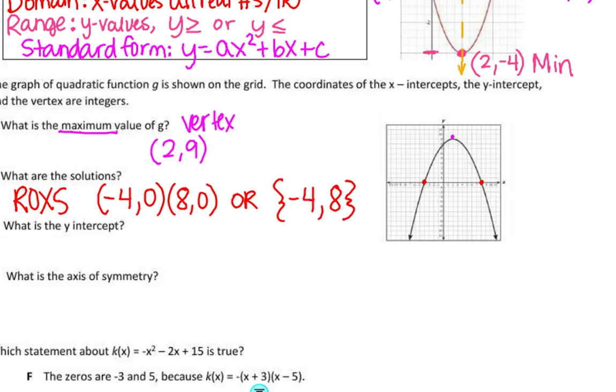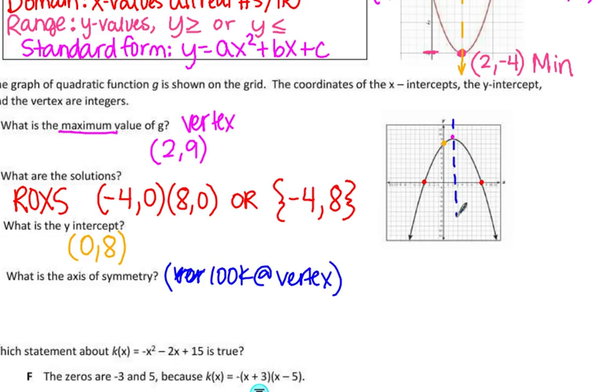All right, the y-intercept is where it crosses the y-axis, and that is at the point (0, 8). Okay, and then our axis of symmetry. Remember that your axis of symmetry is always going to be related to your maximum or minimum, which is also your vertex. So I'm going to put in parentheses, look at vertex. We're actually talking about the x value of our vertex. Remember, your axis of symmetry is what splits this thing in half.